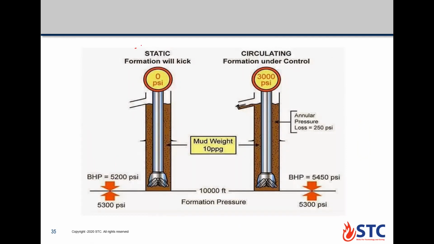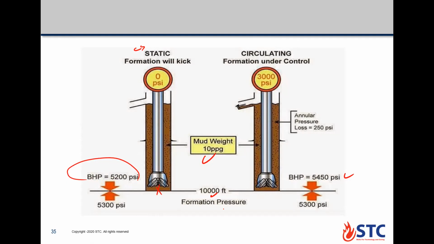Here is the comparison between static and circulating. If we are in a static situation like this, bottom hole pressure will equal the hydrostatic pressure: 10 ppg times TVD 10,000 times constant of 0.52. So we have here 5,200. In a circulating system, we have the plus factor, APL, annular pressure loss.